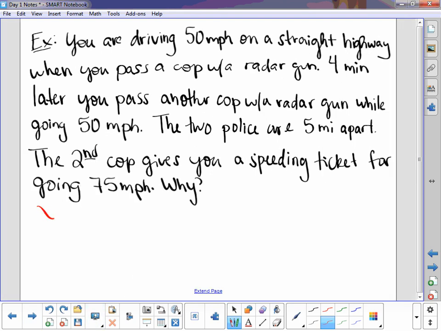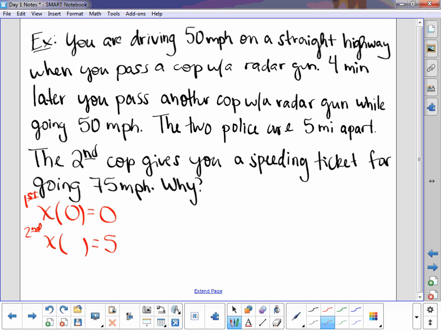So my position when I pass the first cop, we'll say is 0. So let's let that be our starting point. Our first cop, we're going to say time 0, position 0. We're starting from that point. Then when we hit the second cop, how far have we traveled? 5 miles. And our speed is measured in miles per hour.